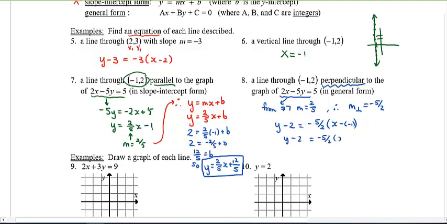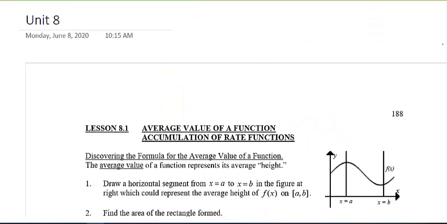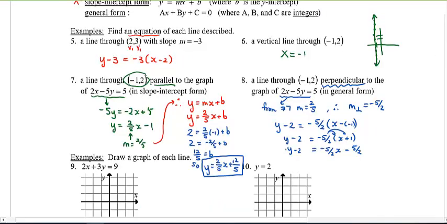We need to expand and simplify because there are no brackets in general form. There are also no fractions in general form. So how about multiplying everything by, oops, what did I just press here? Multiply everything by 2. That's good. Remember, everything by 2. 2y minus 4 equals negative 5x, take away 5, and then move all the terms to one side, and voila, your equation in general form. Nice, nice, nice, nice, nice.